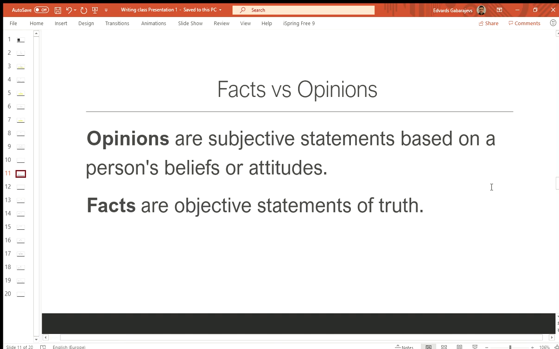So everybody has a different story. Therefore, our opinions are different, and it's totally normal. It's how it's supposed to be. However, there are also facts. Facts are objective statements of truth. So we can prove facts. Facts are the same for everybody, whereas opinions are not.